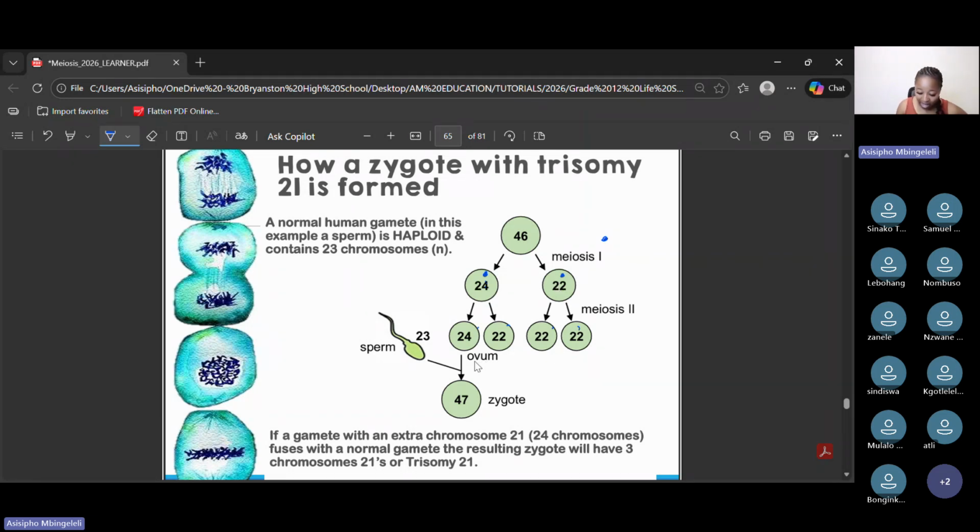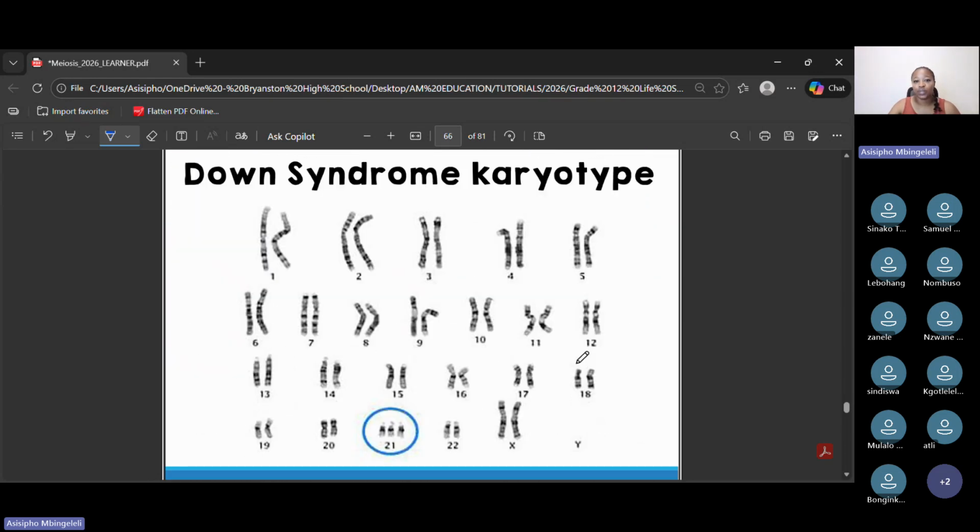Then what do we end up having here? All the cells actually have an abnormal number of chromosomes, because all of these cells are supposed to get 23 chromosomes each. But what do we have? One short, one short, one short, and one extra. Now, if this is an ovum, it brings in 24 chromosomes, and this sperm cell brings in 23 chromosomes, so we end up having 47 chromosomes in the zygote. That is trisomy 21.